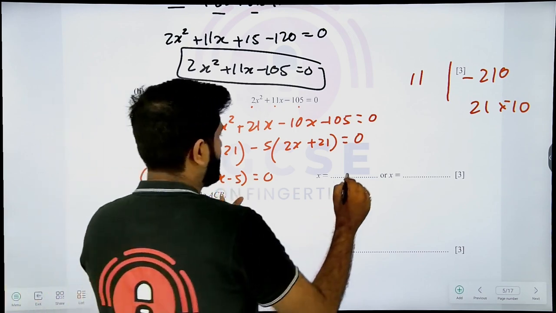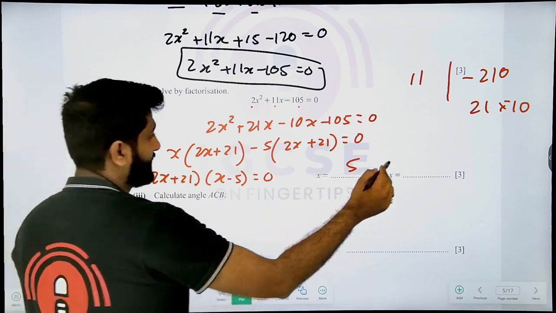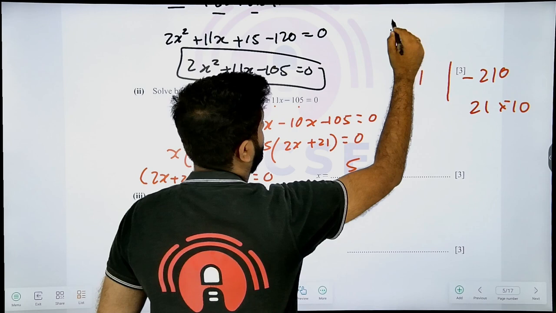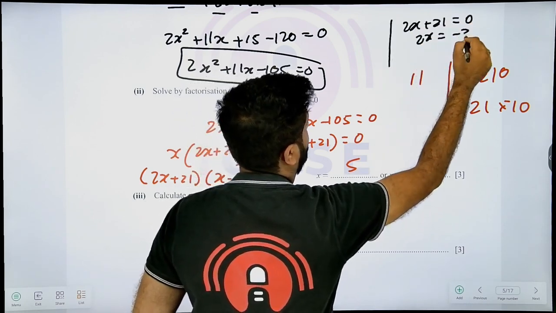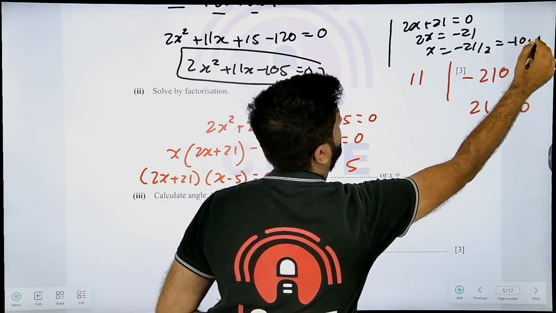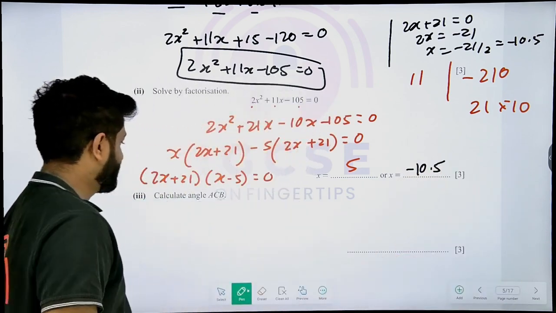The first value is positive 5 and the second value: we have 2x plus 21 equals 0. So 2x is negative 21 and x is negative 21 over 2, which is negative 10.5, right?